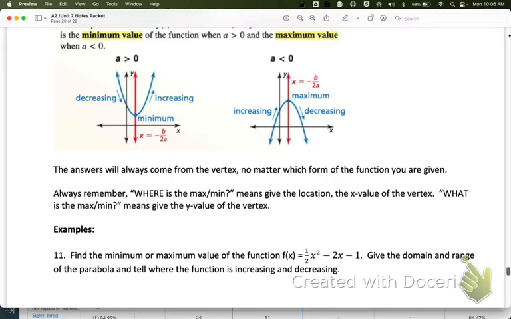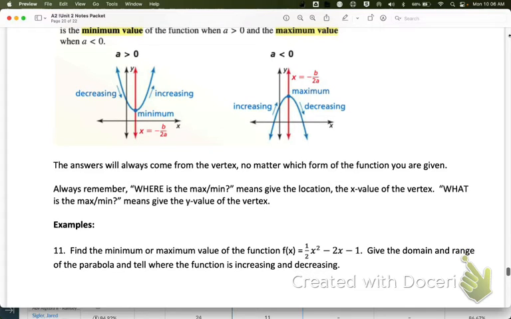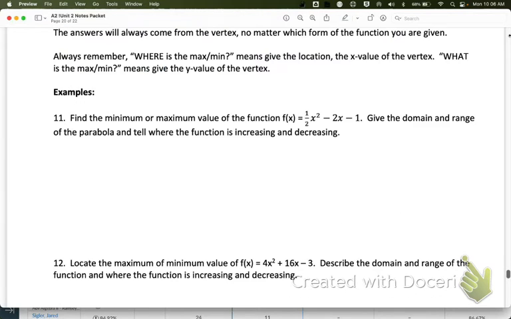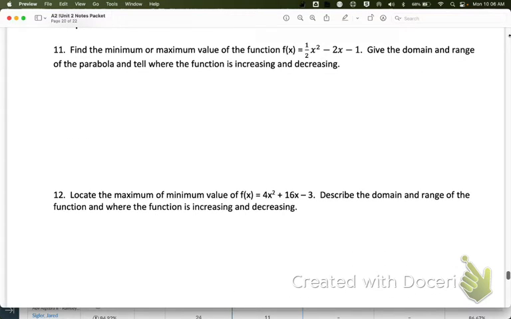And then remember that if it says where is the maximum or minimum, that means give the location, which is the x value. What is the maximum or minimum means give the y value of the vertex. Okay, so number 11 says, find the minimum or maximum value of the function f of x, give the domain and range of the parabola, and tell where the function is increasing or decreasing.